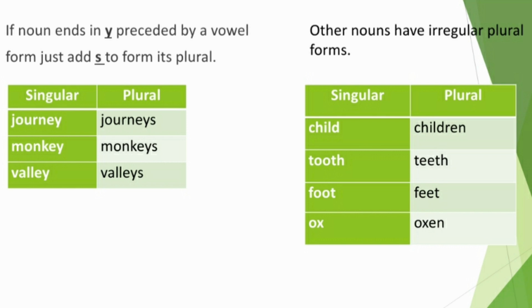Here is another rule. Other nouns have irregular plural forms. For singular, we have child. For plural, we have children. Tooth to teeth, foot to feet, ox to oxen.